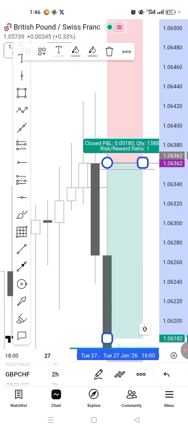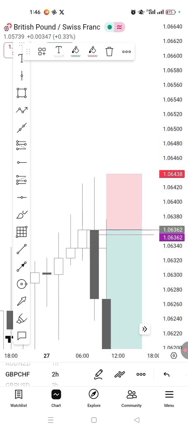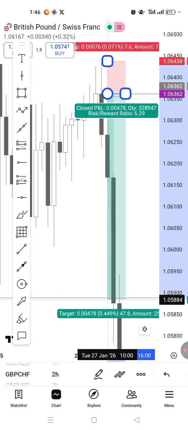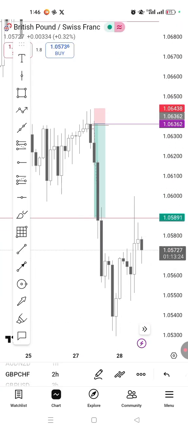You can have your entry here, SL to cover this high. This is 7 pip. Then you can sell to this. This is a 6.3 risk to reward ratio.